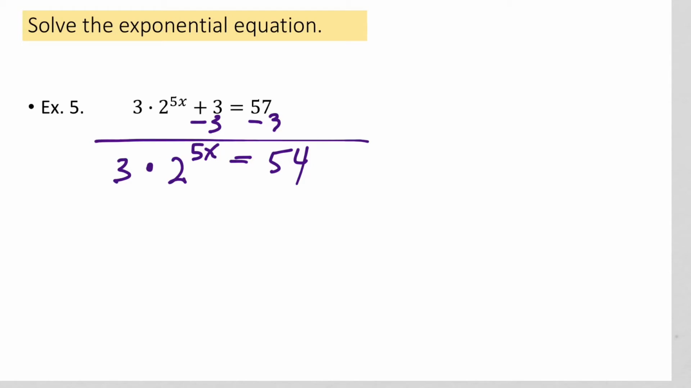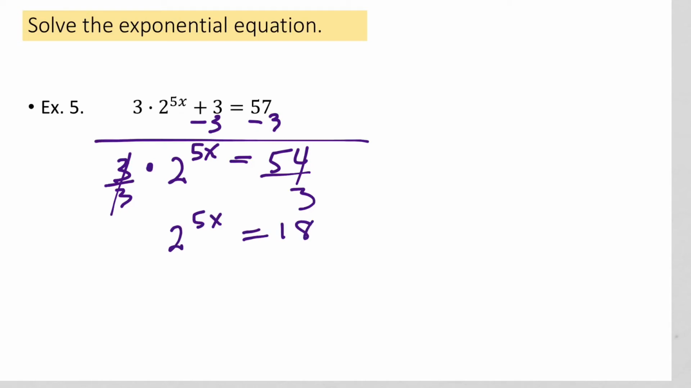Now let me remind you, this is worth repeating again. This 3 and this 2 will never be multiplied together because this 2 is raised to the 5x power, and this 3 is simply a multiplier, like a coefficient out front of this term here. Okay, so I want to get rid of this 3 here. I want to leave this alone right here in this step. So I'm going to divide by 3. So I have 2 to the 5x is equal to 18.